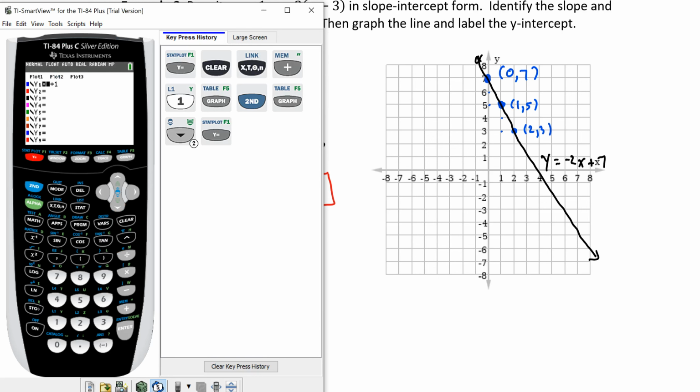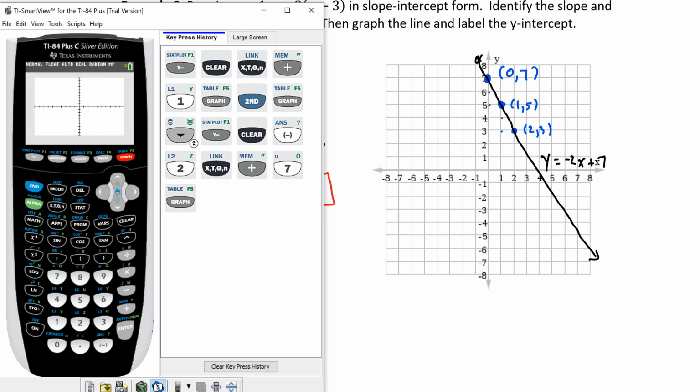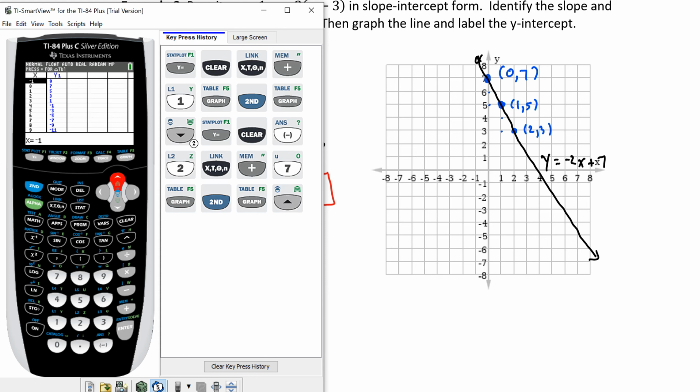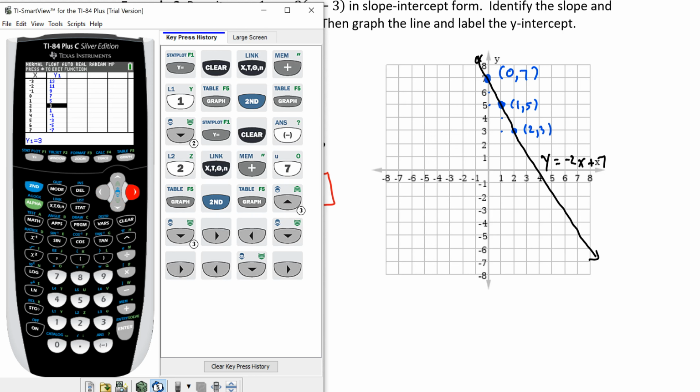I'm going to press my y equals button, and I'm going to clear what I had typed there previously and type in negative 2x plus 7. I'm going to press the graph button to see a visual of the shape of the graph. Again, you can verify points by looking, or you can access your table function by pressing second table. And you can work your way through this table using your up and down arrow keys. So notice we have ordered pair 0, 7, that was our y-intercept. We have ordered pair 1, 5, that matches up with what we found, and ordered pair 2, 3.